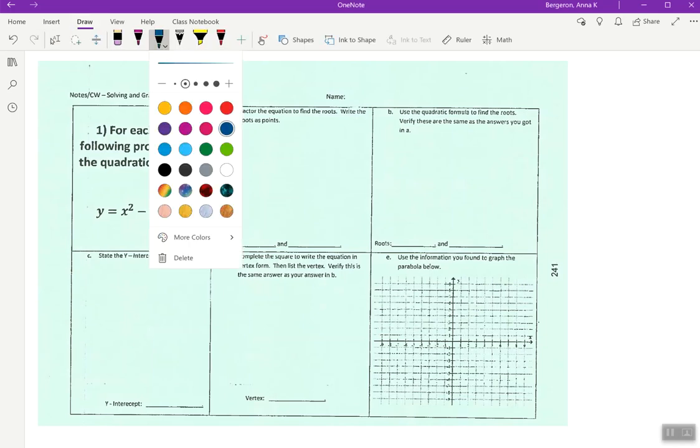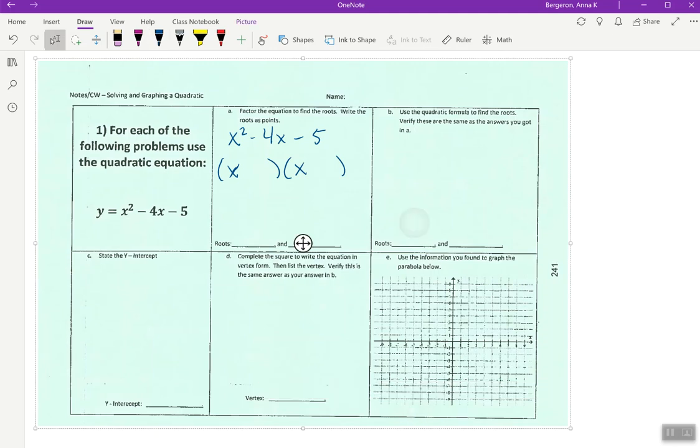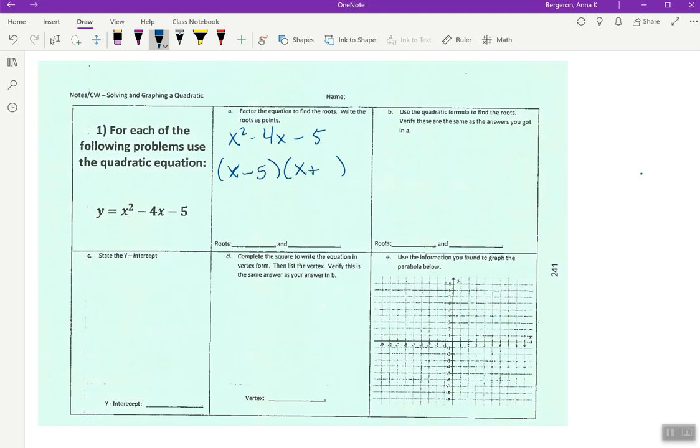So the first thing that we're going to do is it asks you to factor the equation to find the roots. Write the roots as points. So all it wants me to do is factor this equation. So I want to know what multiplies to give me -5 and adds to give me -4. So if we think what multiplies to give us -5 and adds to give us -4, we would have -5 and +1. Right? -5 times 1 is -5. -5 plus 1 would give me -4.